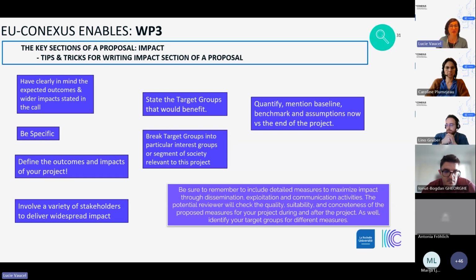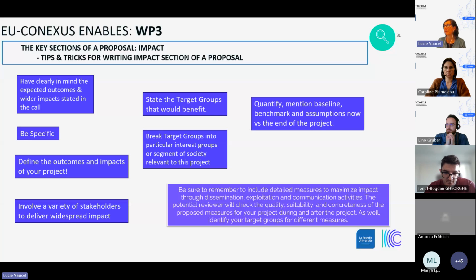What are the target groups? For instance, the airports, the European airports, like in the previous example. You can also break the target groups into particular interest groups or segments of society relevant to this project to be even more specific. You should, of course, take time to define the outcomes and impacts of your project, taking into account what is requested in the call. During the preparation of your proposal, you can involve a variety of stakeholders to deliver widespread impact. And you can even think of involving them in the project or even during the preparation of the project.